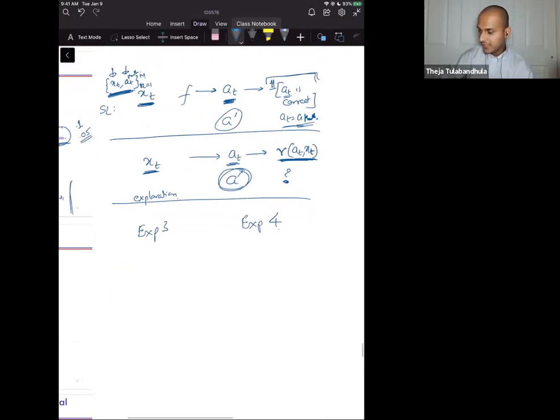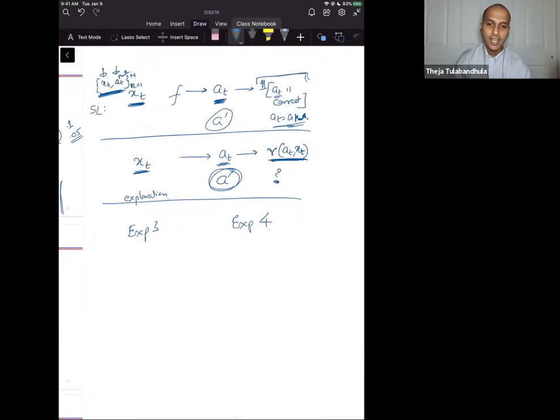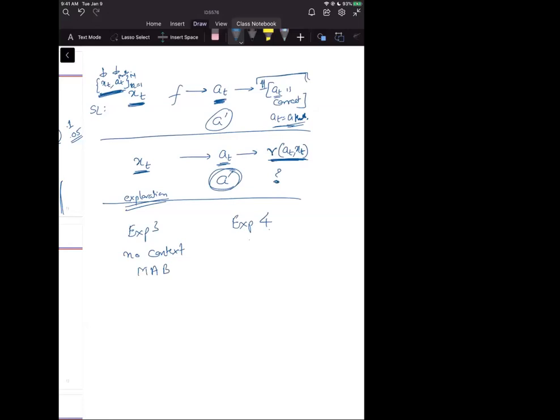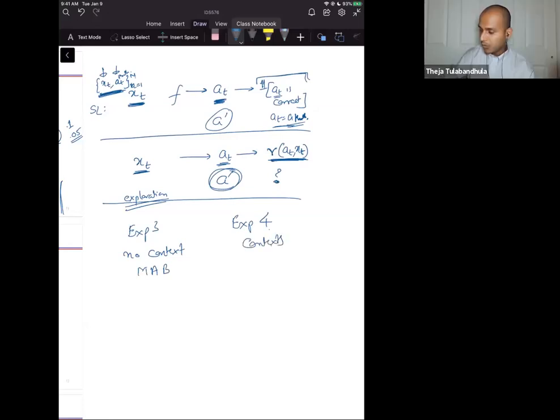No, EXP3 and EXP4 both do exploration. EXP3 is only for when there is no context. This is for the multi-armed bandit setting, and this one is for when there are contexts. But both of them maintain weights. This one directly maintains weights on actions like A1 to A5, for example, the ads themselves. This one, you can think of it as maintaining weights on policies.